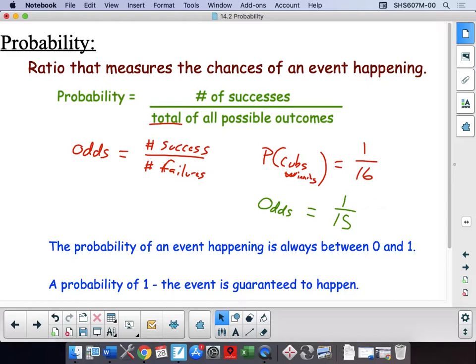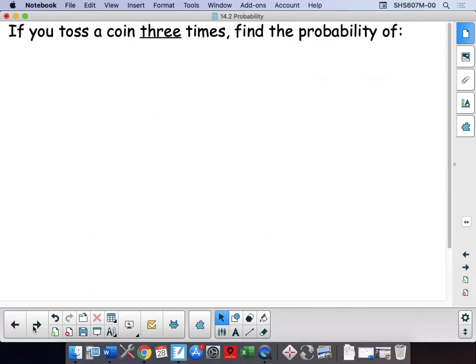Make sense or not make sense? Keep going then with Mr. Lloyd. Keep going. Write these down. They always keep the odds up. I don't know why.